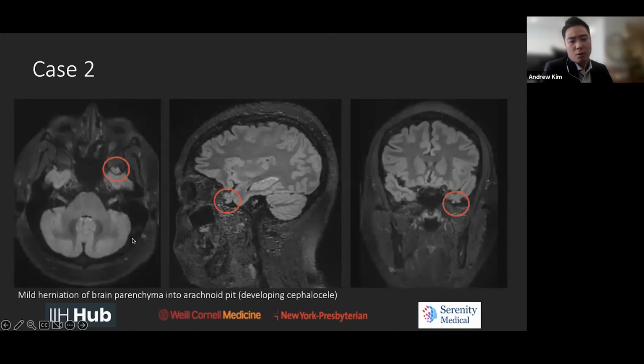And within the same MRI orbits exam, we have a T2 FLAIR sequence here showing different views. So this is the axial view, the sagittal view, and the coronal view, different plane views. And I just want to draw your attention to that largest prominent arachnoid granulation that was along the left greater sphenoid wing. And you can see, hopefully with the signal characteristics, that there looks like there's mild herniation of brain parenchyma through that arachnoid pit. So this looks like it's a developing cephalocele.